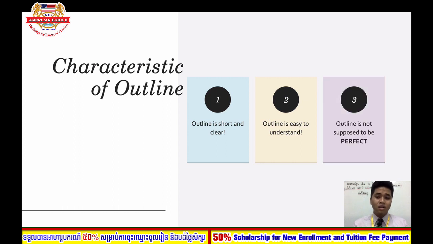Last but not least, an outline is not supposed to be perfect. If you have two ideas you put into your outline, you write them down, but you want to add something more along the way, that is fine, because an outline is not the fixed product. It is just the first start. It helps you organize your ideas. So these are the three characteristics of an outline. Again, an outline is supposed to be short and clear.